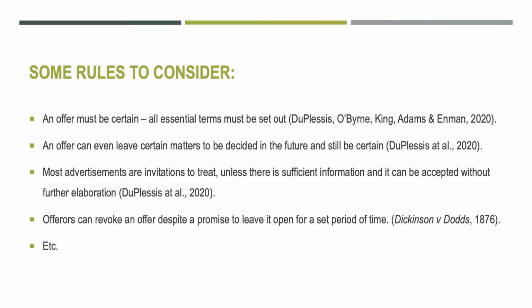So the first one is an offer must be certain. All essential terms must be set out. So this is a legal rule. If an offer is not certain, then it isn't a legal offer. We didn't look at a case for this, so you can just cite the textbook.